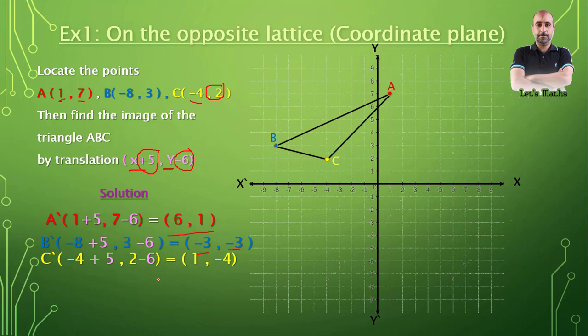Let's look at these 3 points on the coordinate plane. First, A dash will be (6, 1): 6 on the x-axis and 1 on the y-axis. That's where A dash is. B dash will be (-3, -3). Negative 3 on the x-axis, which is here, and negative 3 on the y-axis, which is here.